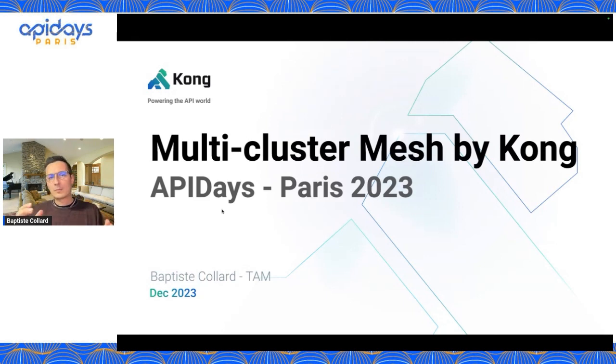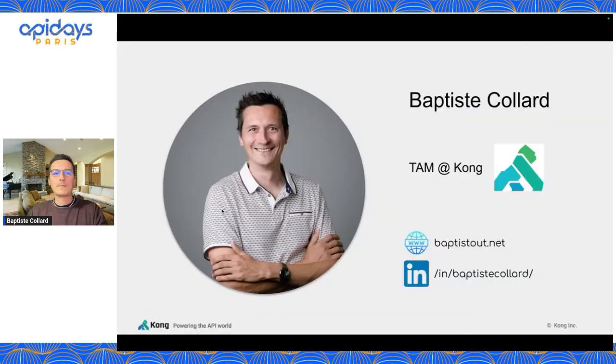So today the topic is how to deploy a service mesh on multiple clusters. And I will be your host. So I'm Baptiste Collard. I'm working as a technical account manager with Kong. And I like to speak about everything Envoy or web security, right?